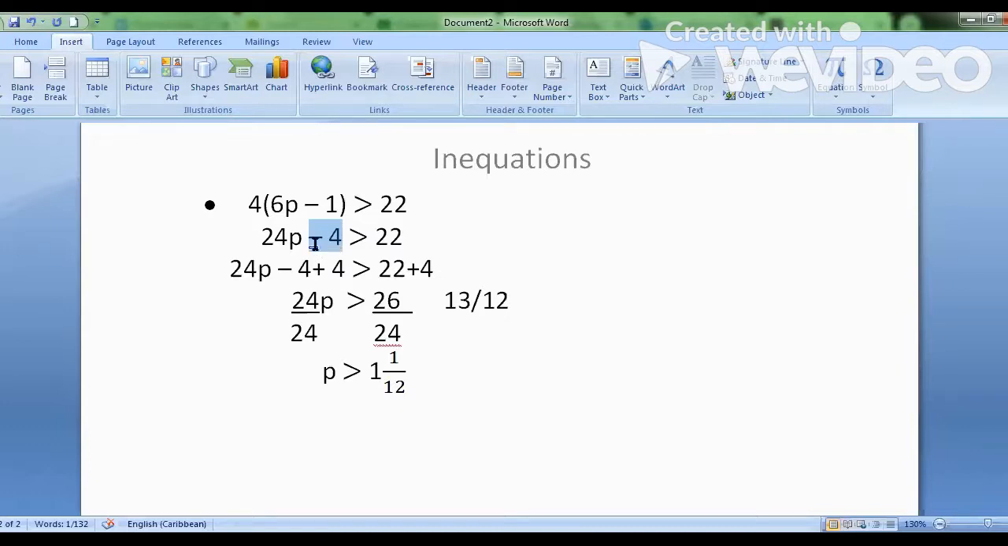What do we want, by the way? We want P. So we need to get rid of the negative 4, and then we need to get rid of the 24. If you get rid of those two numbers, what is left is what we want. Are you following? All right. So the first step is that you get rid of negative 4 first. To get rid of negative 4, we add 4. Do you understand why we add 4 to negative 4?